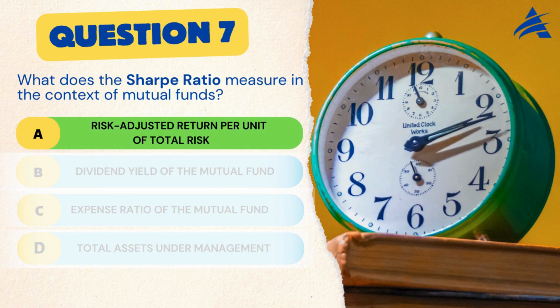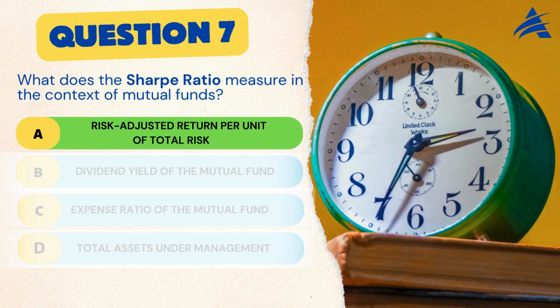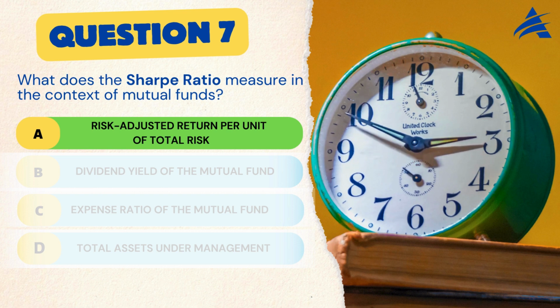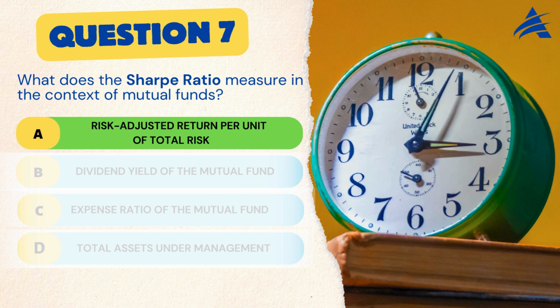The correct answer is A. Risk-adjusted return per unit of total risk. The Sharpe ratio evaluates the risk-adjusted return of a mutual fund by comparing the excess return generated to the total risk taken. A higher Sharpe ratio indicates better risk-adjusted performance.